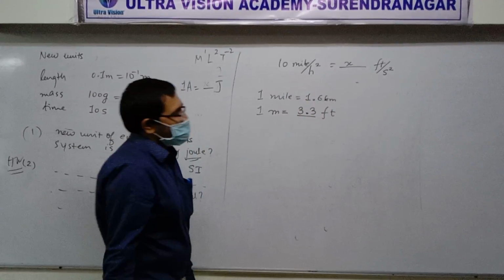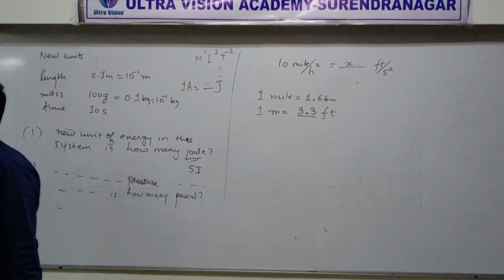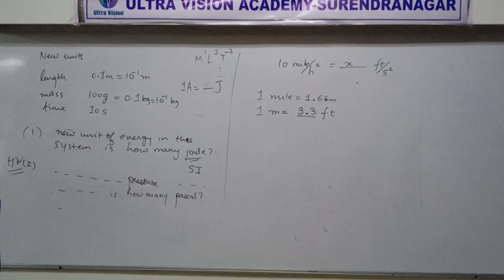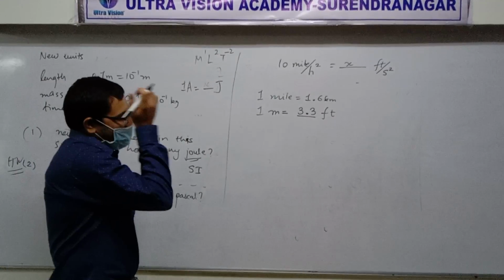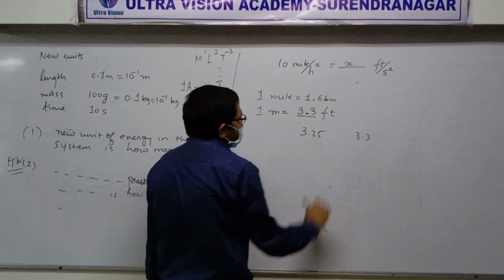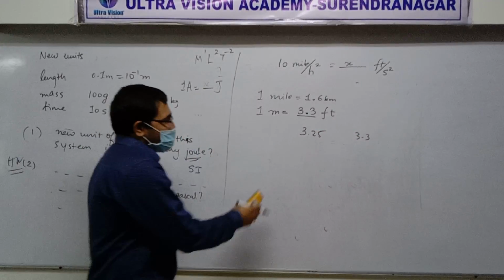It's very close to 3.3. Okay, 1 meter is very close to 3.3. Alright? It's actually somewhere between 3.25 and 3.3. But it's fine, this will do here.